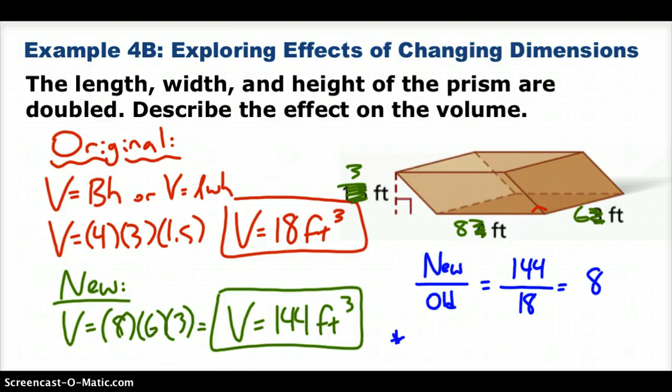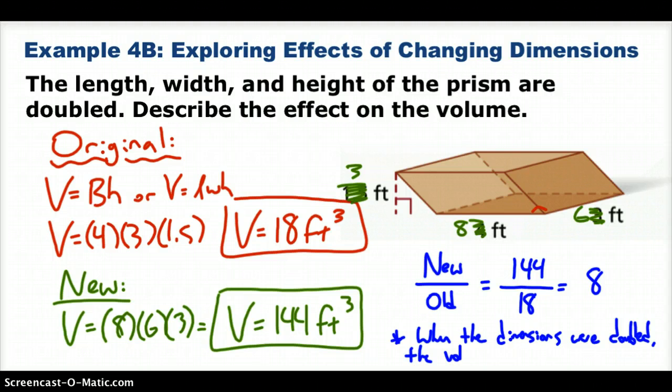When the dimensions were doubled, the volume increased by, I'm going to call this 2 cubed, or 8. So this time we see that instead of it increasing by 2 squared when we're in 2 dimensions, it's going to increase by 2 cubed when we're in 3 dimensions.